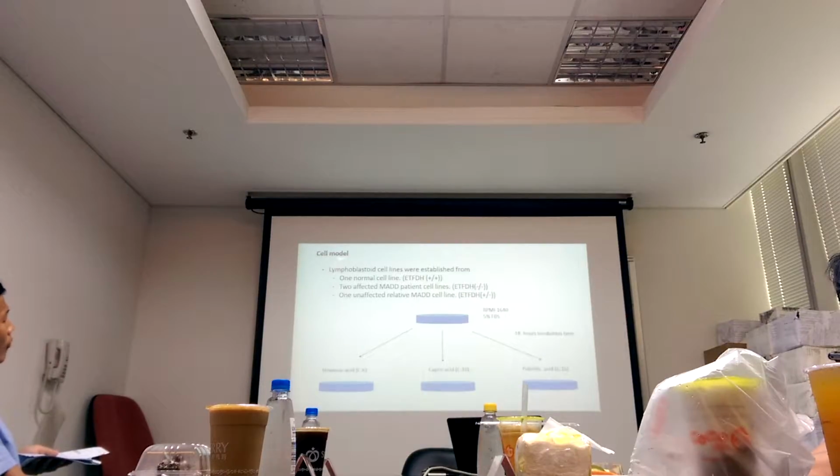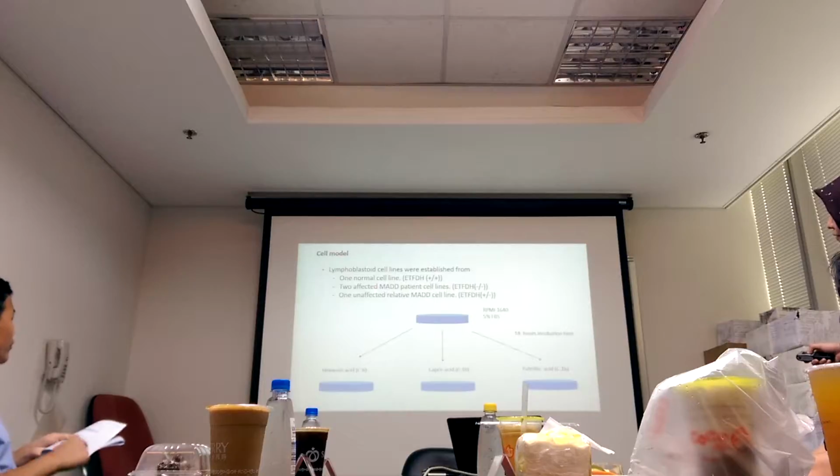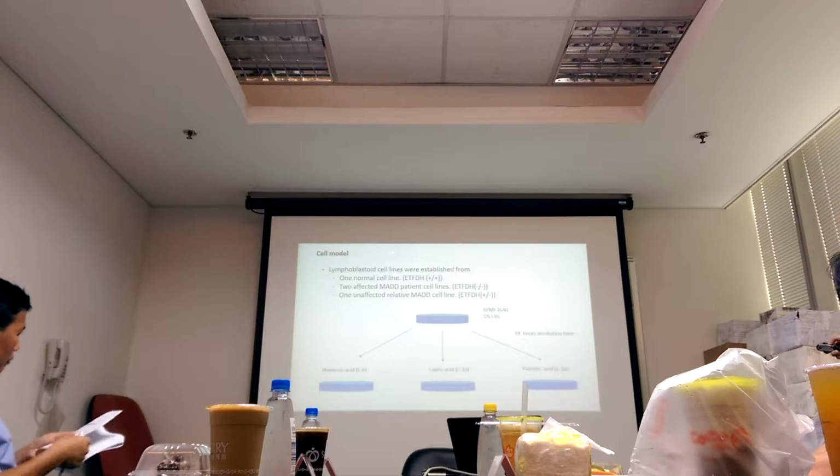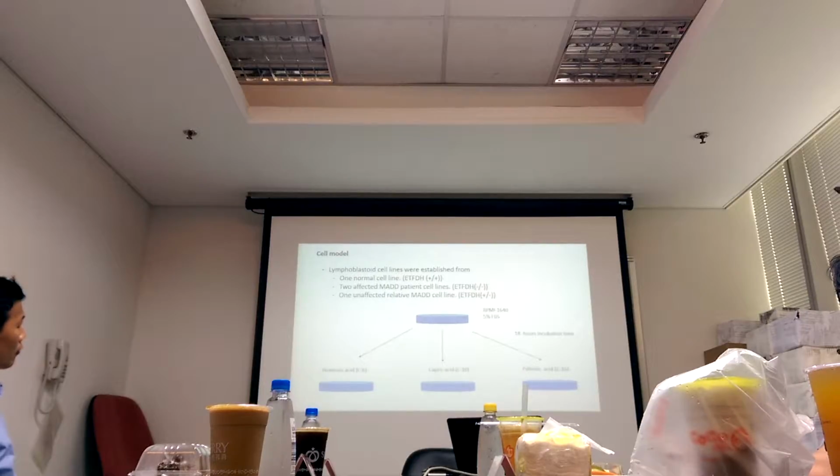This one is our cell models. We have four groups of cell models that were established as lymphoblastoid cell lines. One is a normal control cell line whose genotype is normal. Two are affected MADD patient cell lines that have a homozygous ETFDH mutation. And one is an unaffected relative MADD cell line that has a heterozygous ETFDH mutation.